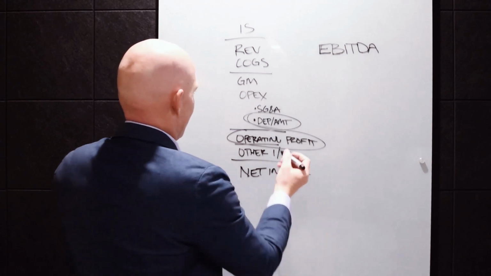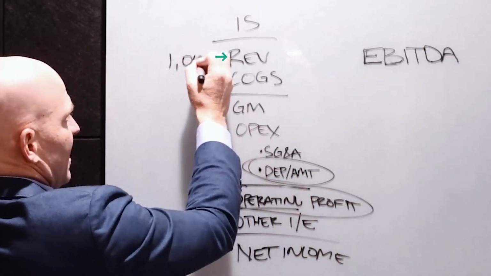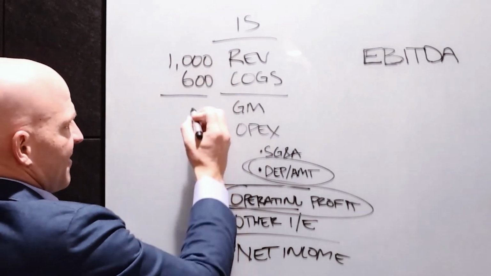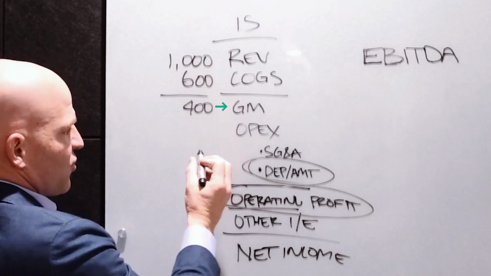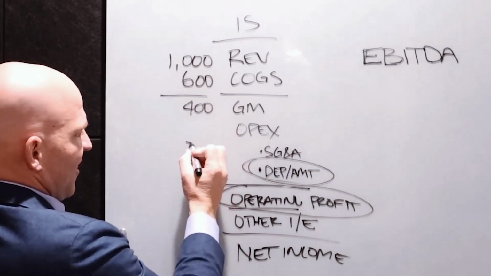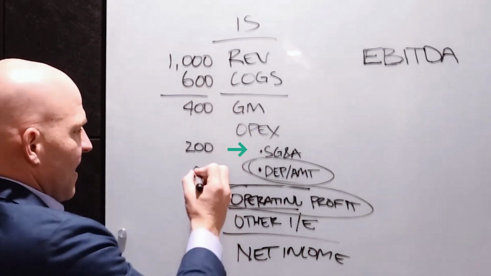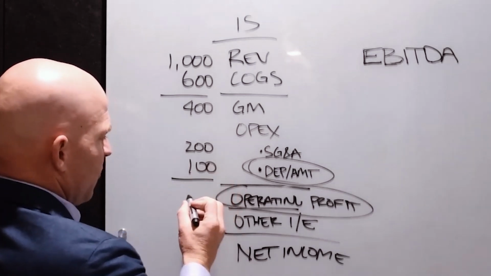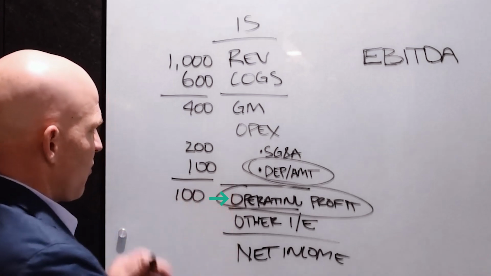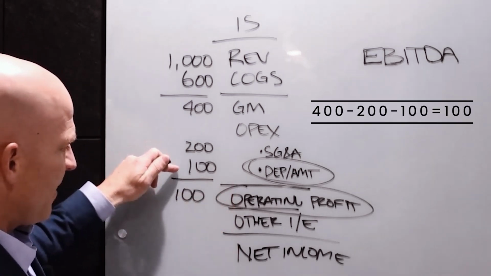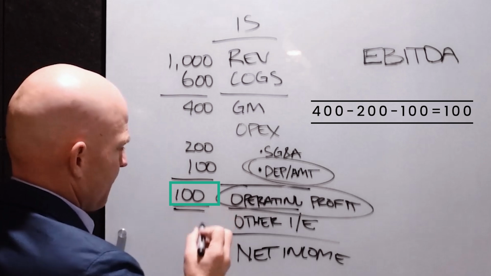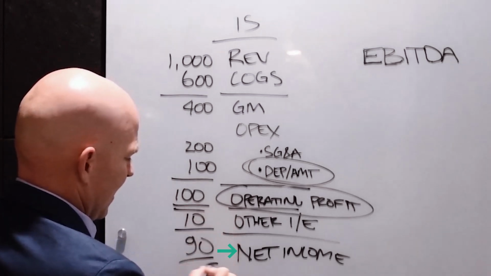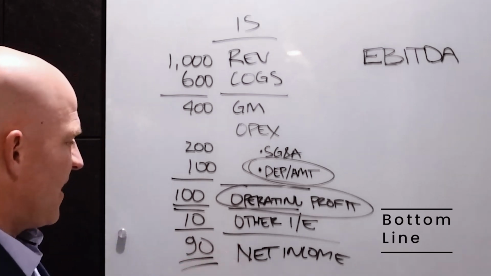So let's just put some numbers to this off to the side. Let's say revenue is $1,000, cost of goods sold is $600. I take 1,000 minus 600, I arrive at 400 in gross margin. And then Opex, let's just say this is 200 in SG&A. It's $100 in depreciation and amortization, which gets us to an operating profit of $100, which is $400 minus 200 minus 100, and that's our operating profit here. Other income we have at 10, and net income we have at 90. This is considered the bottom line here, net income.